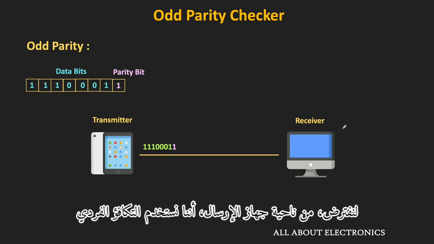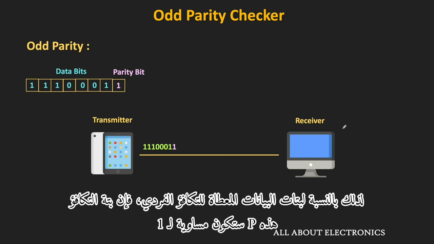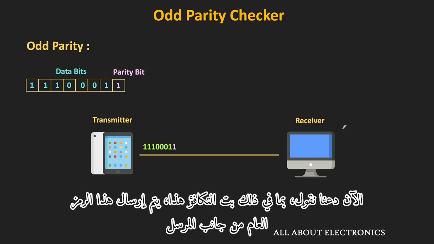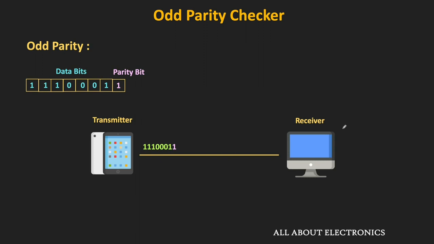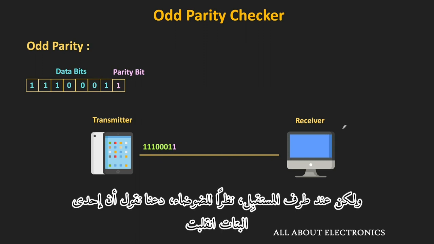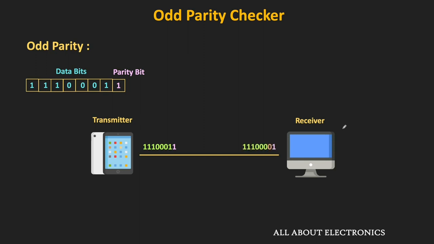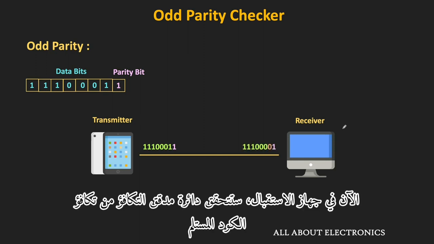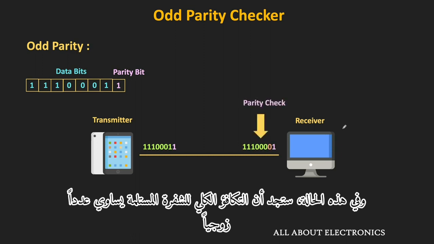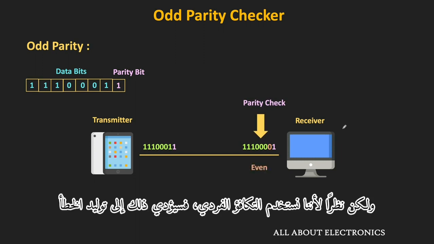Let's say on the transmitter side, we are using the odd parity. So for the given data bits, for the odd parity, this parity bit P will be equal to 1. Now let's say including this parity bit, this overall code is transmitted from the transmitter side. But at the receiver end, due to noise, let's say one of the bits gets flipped. Now at the receiver, the parity checker circuit will check the parity of the received code, and in this case, it will find that the overall parity of the received code is even. But since we are using the odd parity, it will generate the error.